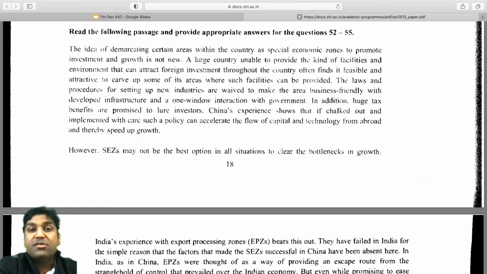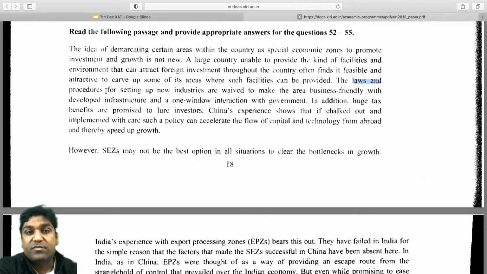Read the following passage and provide appropriate answers for questions 52 to 55. The idea of demarcating certain areas within the country as special economic zones to promote investment and growth is not new. A large country unable to provide the kind of facilities and environment that can attract foreign investment throughout the country often finds it feasible and attractive to carve up some of its areas where such facilities can be provided.